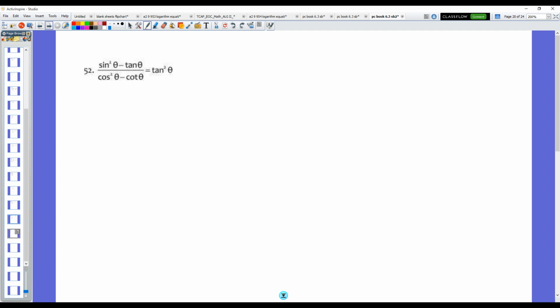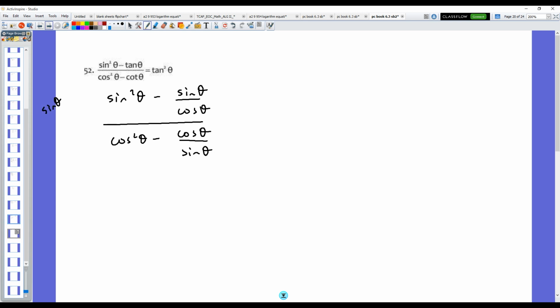52, working on the left-hand side, we have sine squared minus sine over cosine. And we have cosine squared minus cosine over sine. Your target is tangent squared, so we've got to get rid of those minus signs, so that means we're going to end up having to factor. And tangent squared is sine squared over cosine squared. Let's see if we can get rid of some of this clutter. Your least common denominator to cancel out your complex fractions is sine and cosine.